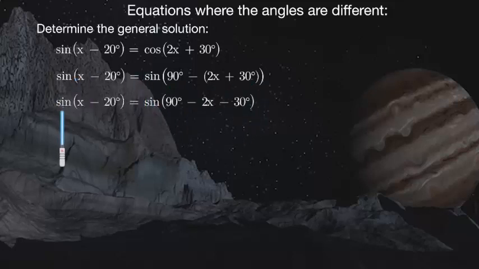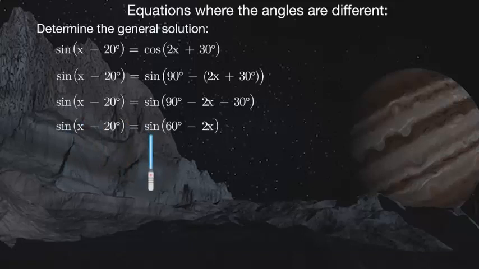And then sine x minus 20 degrees is equal to the sine function, and then we use distributive law here and we end up with 90 degrees minus 2x minus 30 degrees. Then we solve for this angle inside these brackets and we end up with the sine of x minus 20 degrees equals the sine of 60 degrees, because 90 minus 30 is 60, and we still have the minus 2x. Okay, wonderful. Job done. We've got the same two functions in this equation.